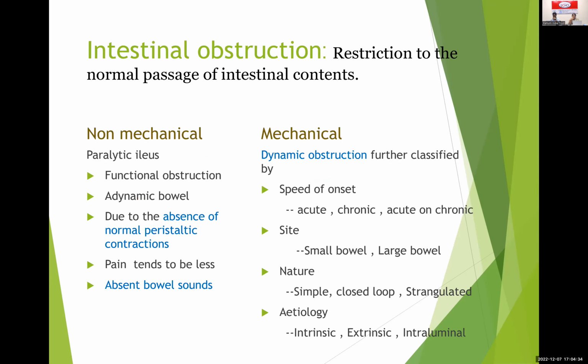So intestinal obstruction, as per definition, is the restriction of the normal passage of intestinal contents. And there are 2 types of classification, non-mechanical and mechanical. In non-mechanical, it is basically paralytic ileus. It can be functional obstruction, adynamic bowel. Can someone tell me what is a condition where you see adynamic bowel obstruction?